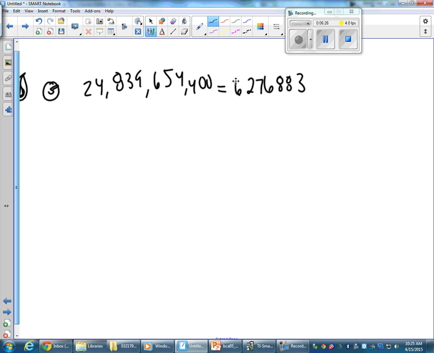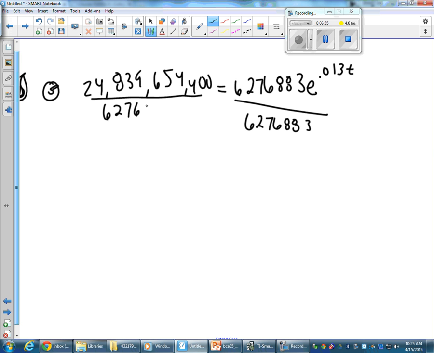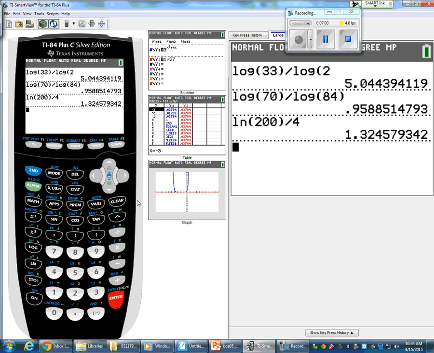6,276,883. They give you the rate, which is 1.3% per year, so 0.013 times t, and you've got to solve for t. So you divide both sides by the 6 million, and then you take the natural log of both sides and pull this exponent to the front. And that should be pretty, in fact, let me go ahead and do this one with you. Divide both sides, and number 4 that I just went over is done a lot like this same process. So I'm going to divide both sides by 6,276,883.